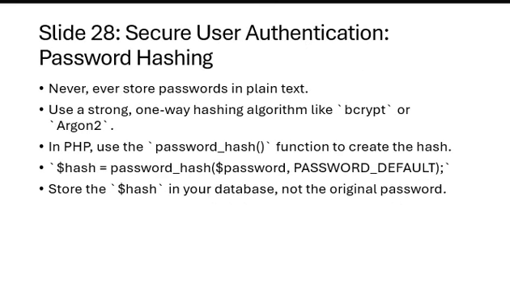Secure user authentication with password hashing. This is one of the critical rules. You must absolutely never store any user password in plain text. If your database is breached, all plain text passwords would be immediately compromised. Instead, use a strong one-way hashing algorithm like bcrypt or Argon2. This algorithm creates a unique scrambled hash that cannot be easily reversed.